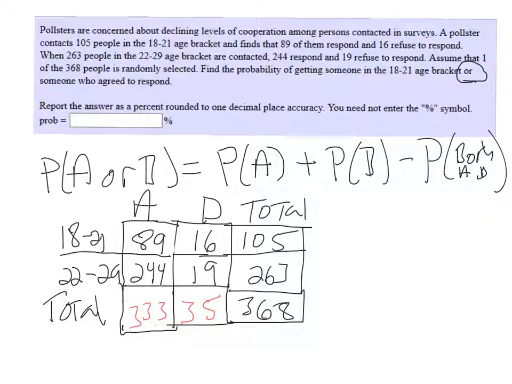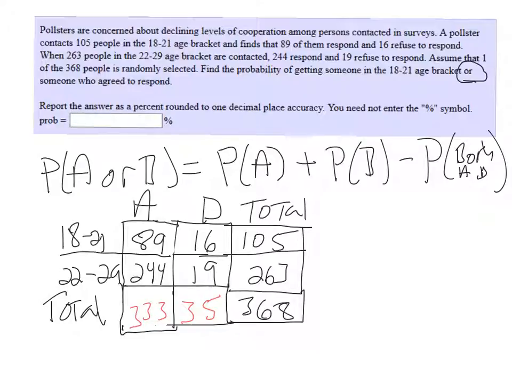And they said, what if I pick one of these 368 people, so the total of those two groups was 368. What's the probability of picking a single person that's in this age group or somebody that agrees to respond? What they didn't tell me, and I wrote these in red, was how many people agreed to respond versus how many people didn't agree to respond. So I had to find those totals.